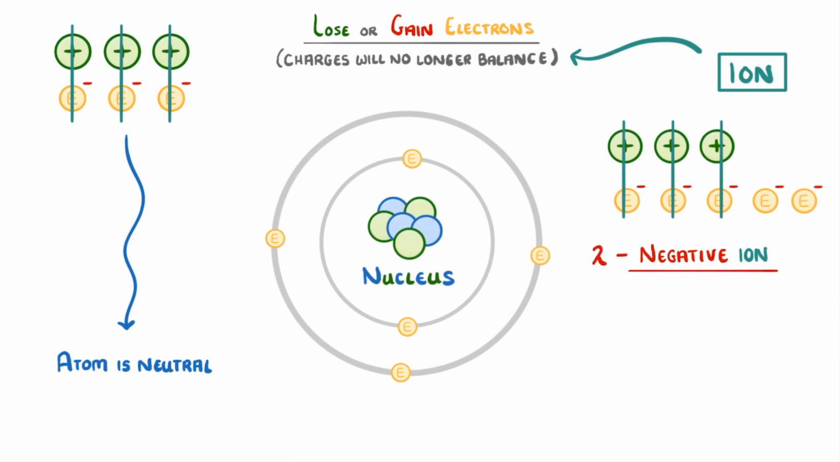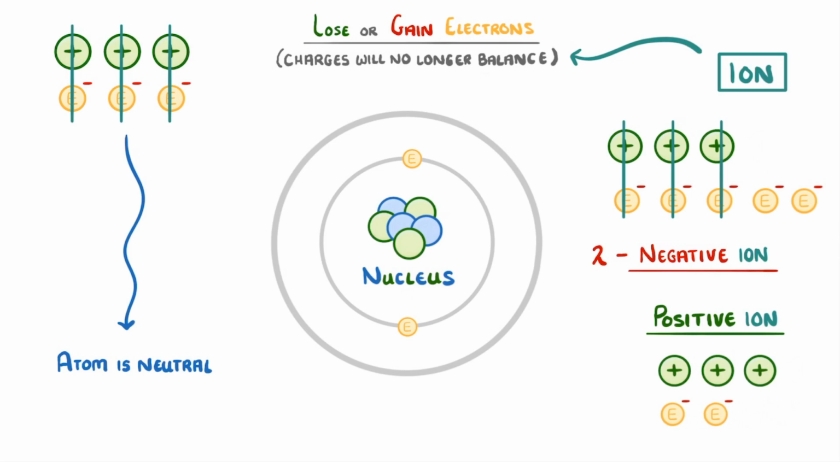On the other hand, if an atom loses electrons, then there'd be more positive protons than negative electrons, so we'd get a positive ion. And in this case, we have 3 positive protons, but only 2 negative electrons, so our ion would have a 1+ charge.